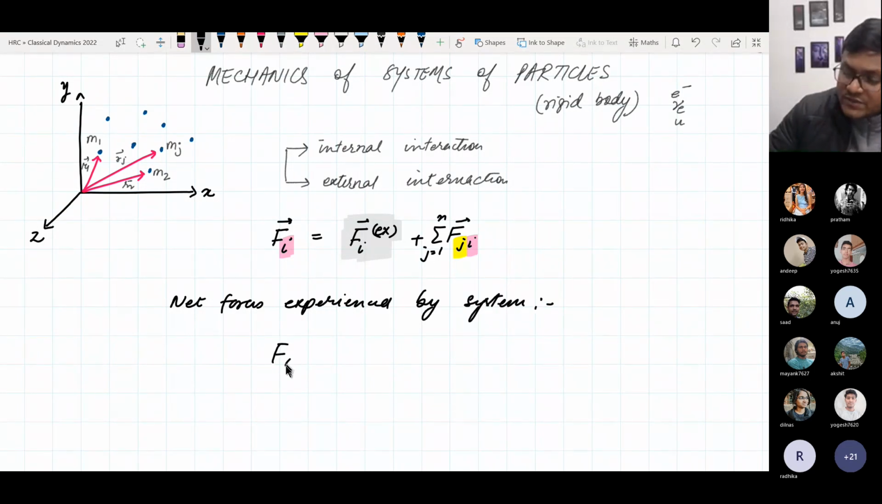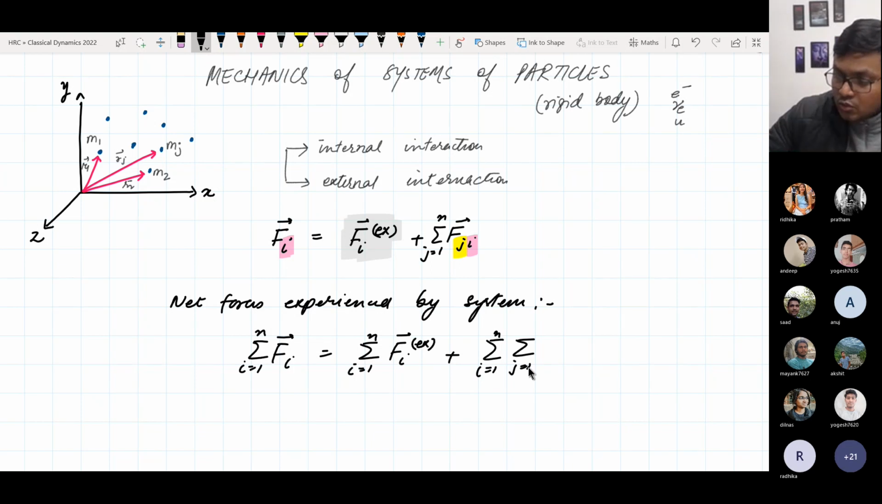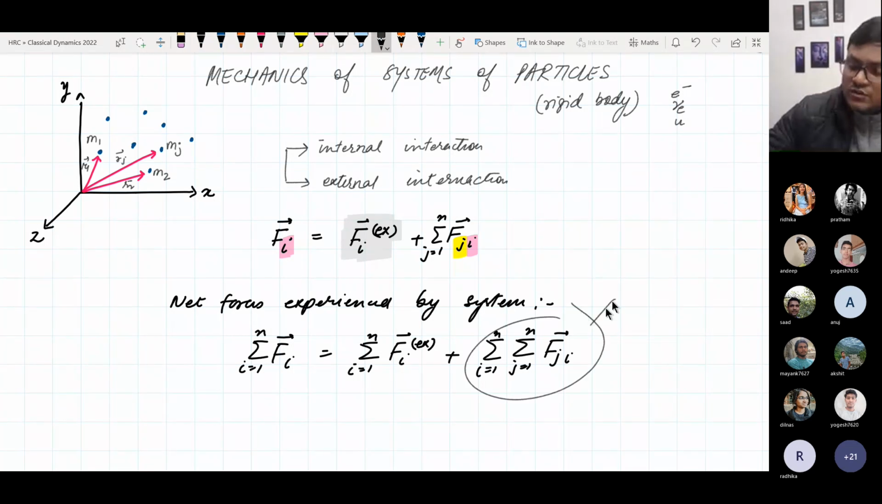So what will be the net force experienced by the system? You look at all the forces experienced by all the particles, and this gives us a summation over i equal to 1 to n of F_i external. Okay, and this gives us a summation over i equal to 1 to n and j equal to 1 to n of F_ji internal. So these are internal forces. So now the question is, is this equal to 0, and why? Or why not?